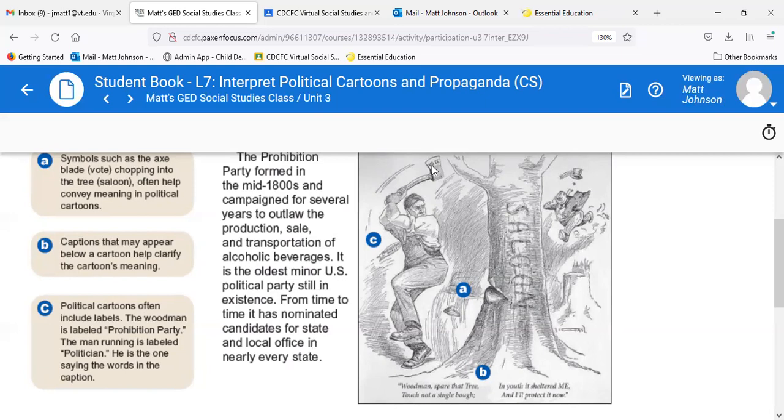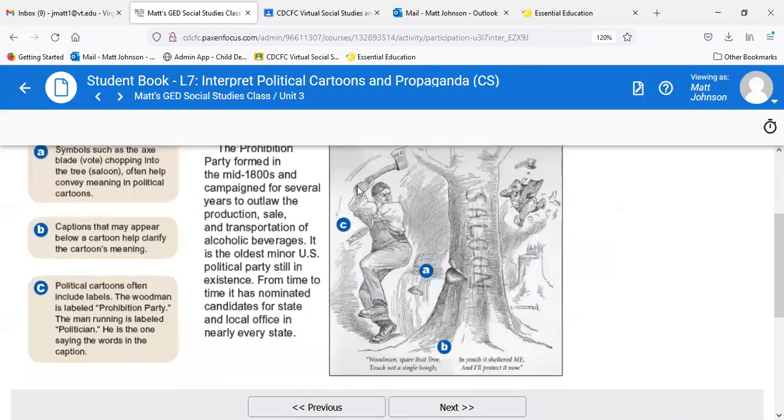So the person that's saying that is the figure in the back, who's the politician. And so finally, on that last text box, it says political cartoons often include labels. So the Woodman is labeled the Prohibition Party. It's a little tag there under his arm. And the man running is labeled politician. So he's the one saying the words in the caption. So basically what this is saying is that the politician has protected the sale of alcohol, and so producers of alcohol through the years have helped protect him, probably as lobbyists, probably have donated money to his campaigns and things like that.